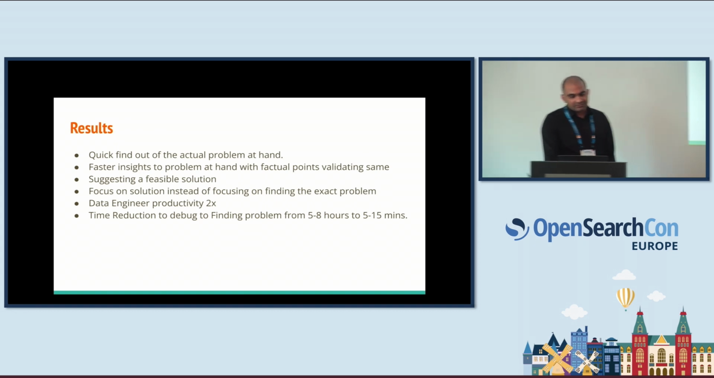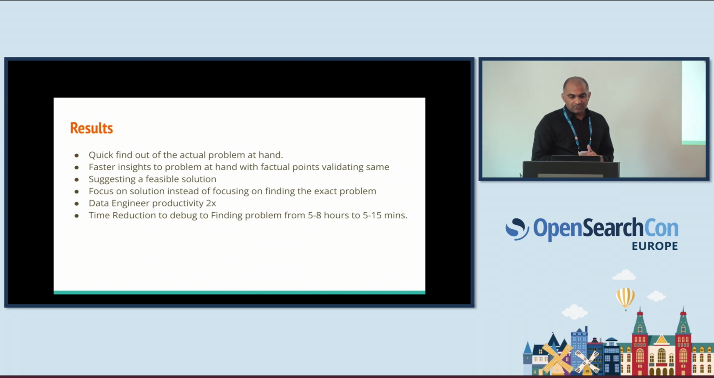If we think about the results from this whole experimentation, the first one is quickly finding out the actual problem at hand. That is the only step which stops data engineers from finding the solution, because they don't know the exact problem at hand. You need a more experienced engineer here. We are talking about democratization of data, of AI, but I think this leads to a democratization of operational efficiency. How can a large language model, through an ecosystem of tooling, help us here?